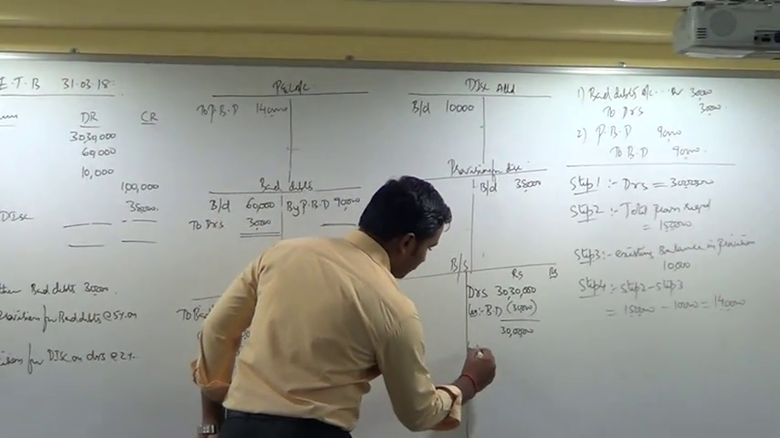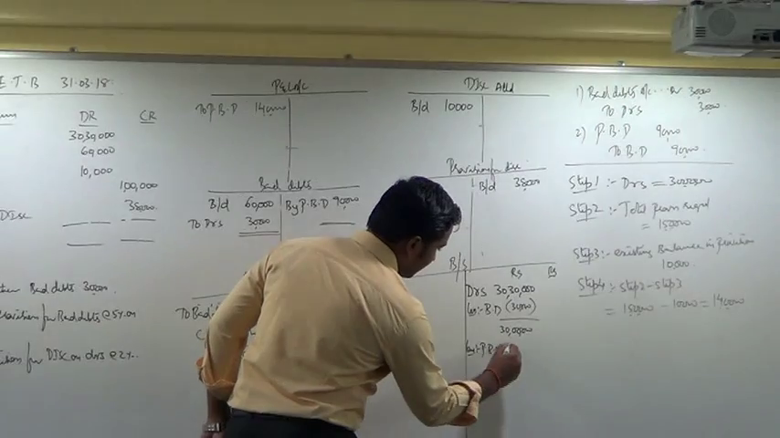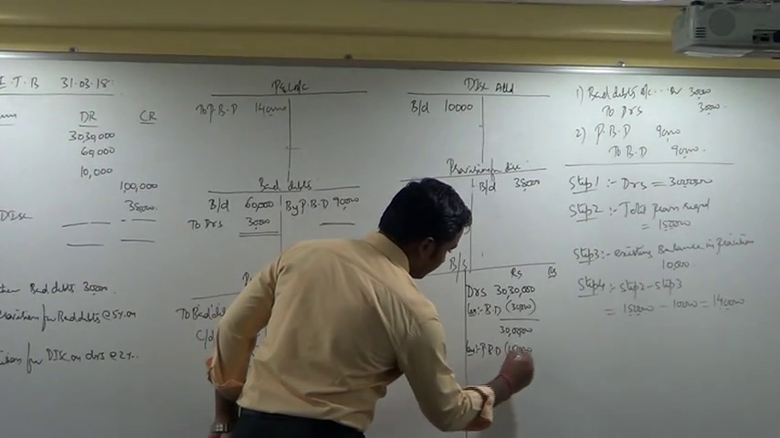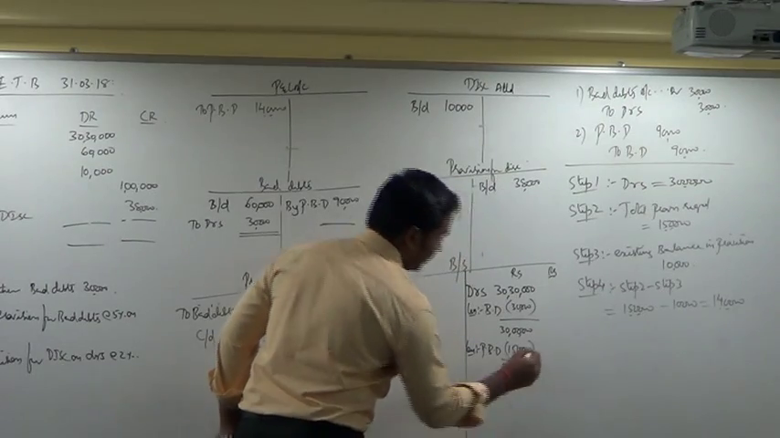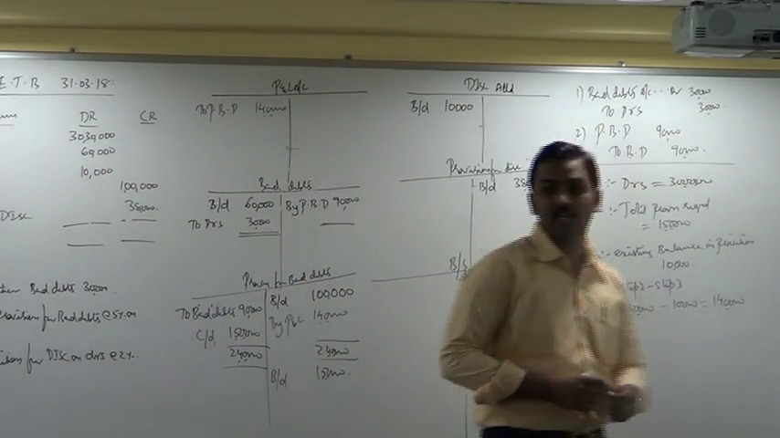Go to balance sheet. Write less provision for bad debts 1,50,000. Balance 28,50,000. Understand the meaning here.